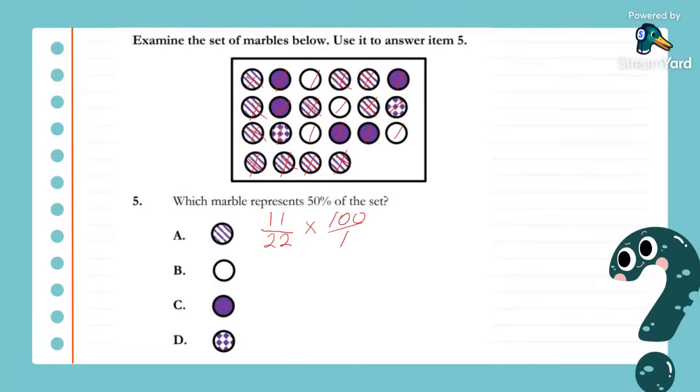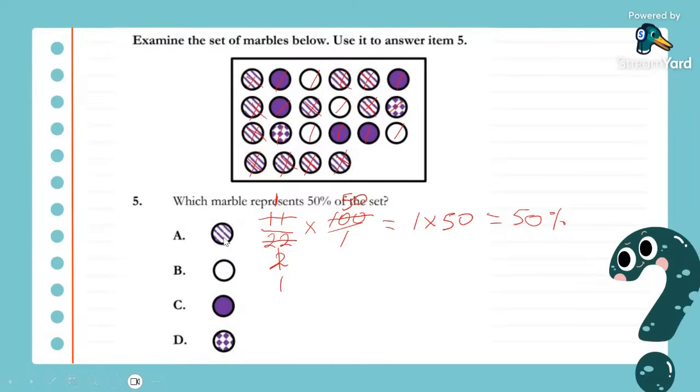So here we can divide. So let's go ahead and do some simplifying. 11 divided by 11 goes 1 time. 11 into 22 goes 2 times. Now I can say 2 into 2 goes 1 time, and 2 into 100 goes 50 times. Now I have 1 times 50. 1 times 50 is equal to 50%. There we go. The first one is the correct answer.